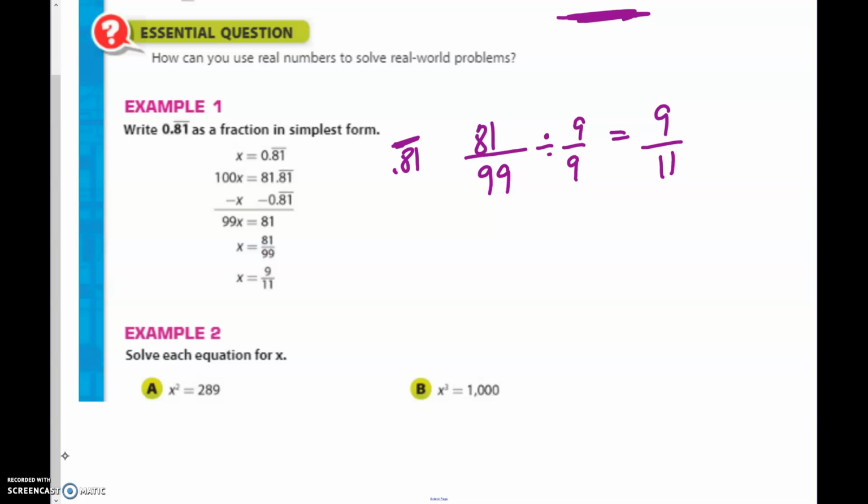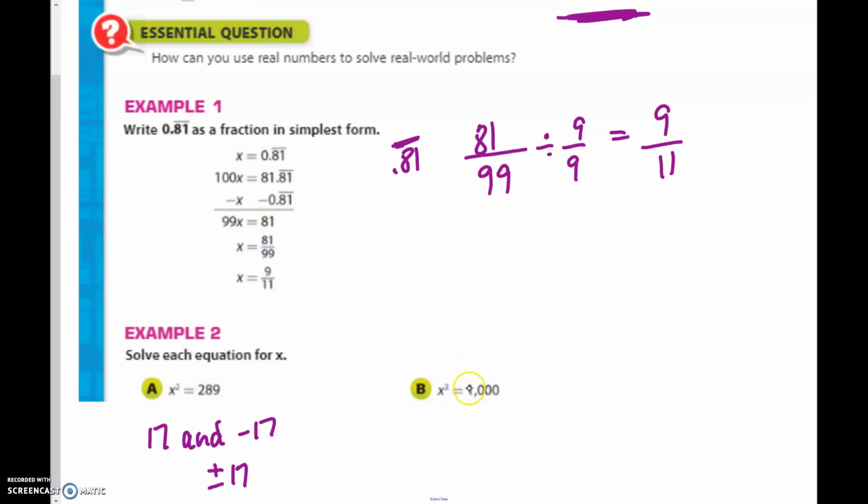Example 2 is asking us to solve for x, and when we're looking at example 2 here, we are going to take the square root. Remember, there are two numbers that can go in here. It can be 17 and negative 17, and sometimes we write that as plus and minus 17.